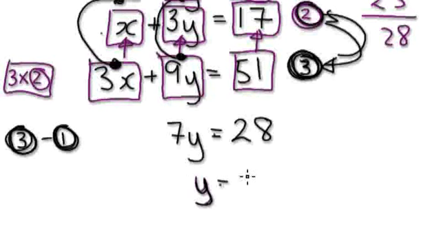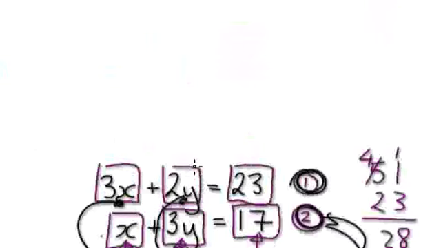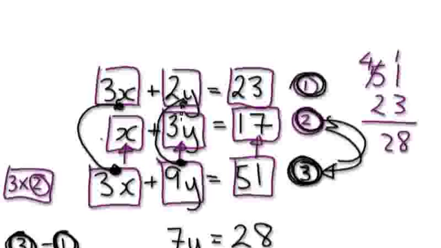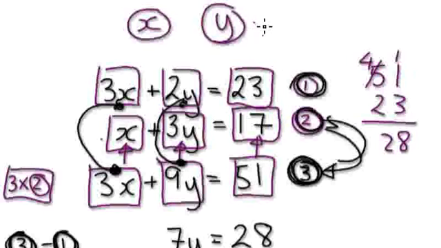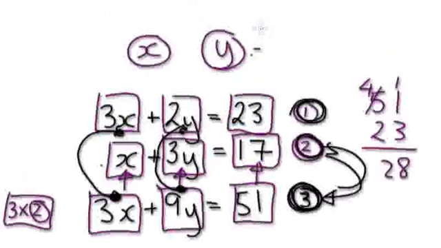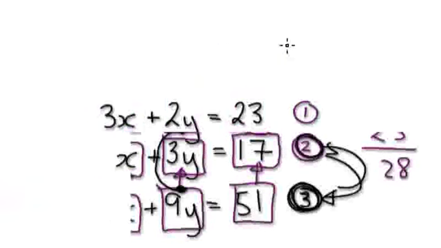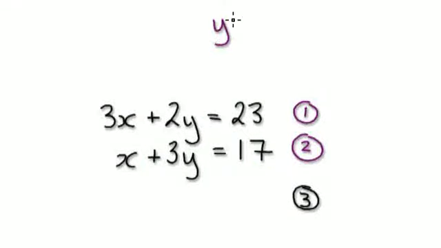y here equals 4. So we've just solved y. Remember we have to find x and y. We now know y is 4. Now we need to find out x. Choose the easiest equation here. You see, equation 2 is the easiest one. Let's clear all this. We know that y is 4.